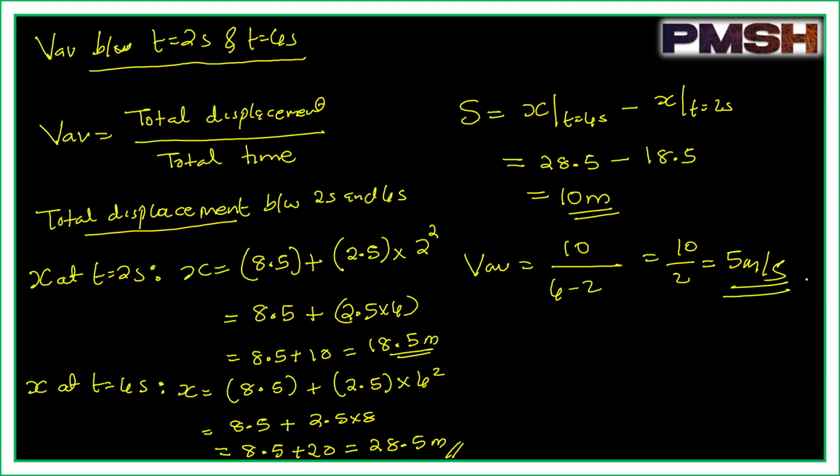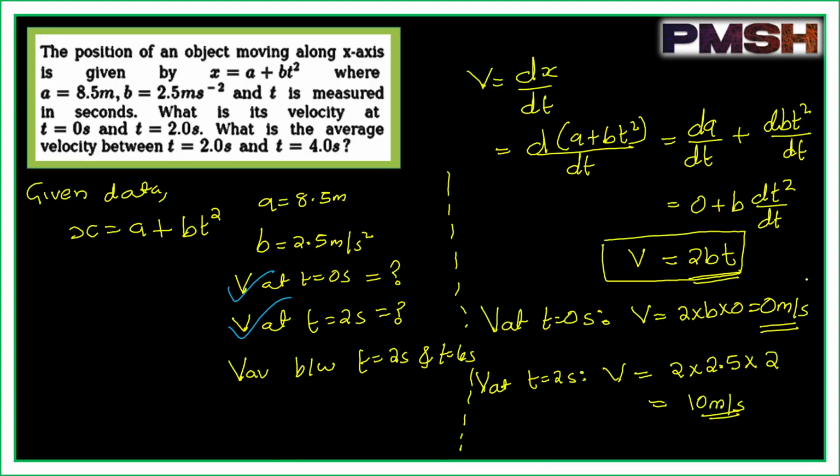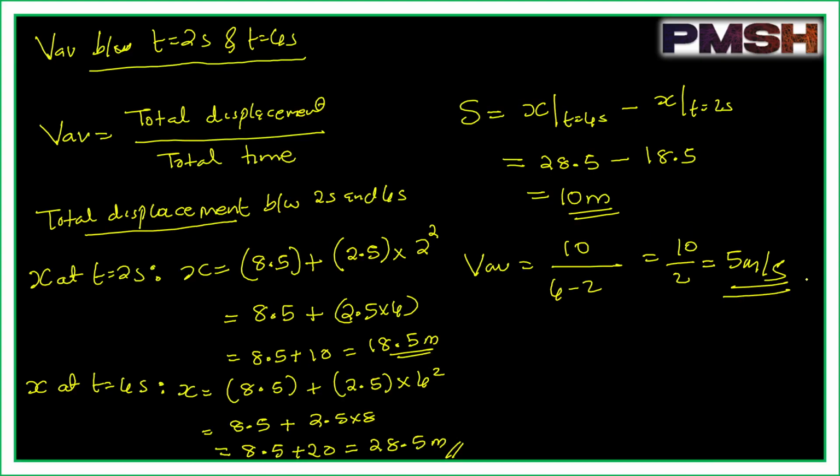Clear? So the question is very simple. Some parts of this question are similar to the previous question. They have given you an expression. You have to calculate the velocity at two different times. So what we did was differentiate the displacement expression to get the velocity expression. Then we substituted t is equal to 0 and t is equal to 2 seconds. Now something extra is about average velocity. And we know that the equation for average velocity is total displacement by total time. The total displacement is between 2 seconds and 4 seconds.